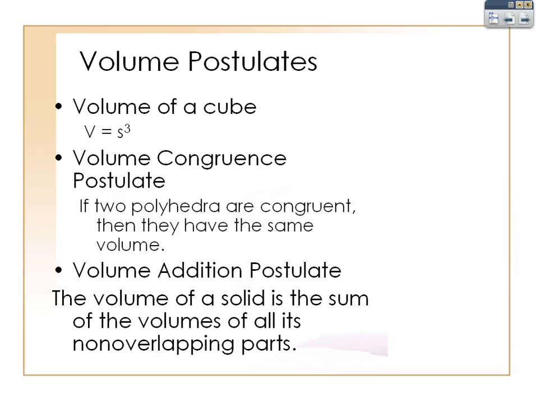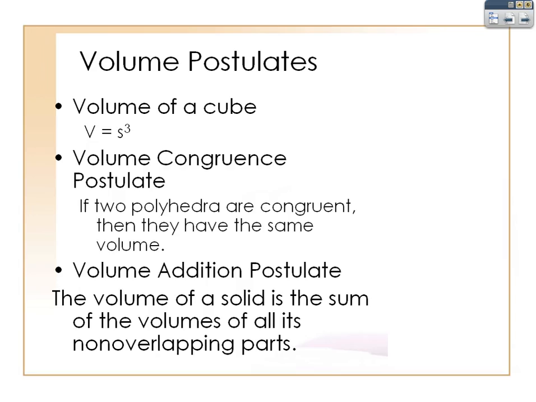Something that's important to also remember here, the volume congruence postulate tells us that if two polyhedra are congruent, then of course they have to have the same volume. That makes sense to us though, right? Because we know that if two objects are congruent, they have the same size and shape. And isn't the size and the shape obviously going to correlate to the volume, right? So it just makes sense then that congruent polyhedra must have the same volumes.